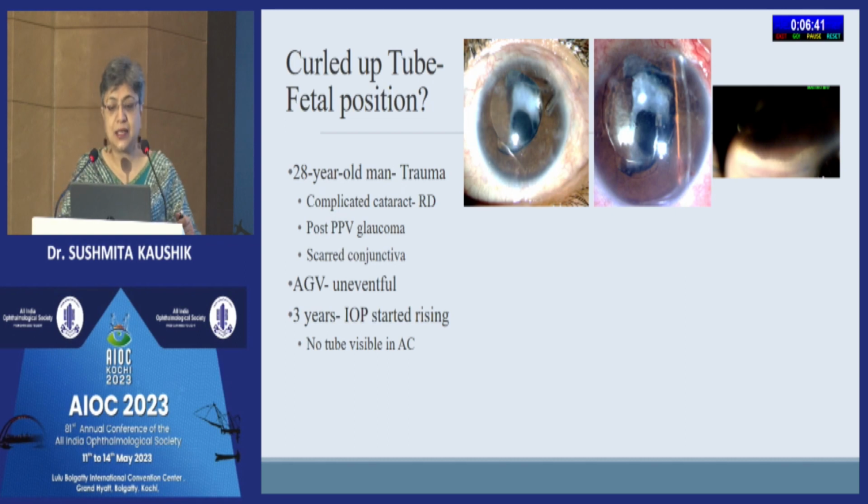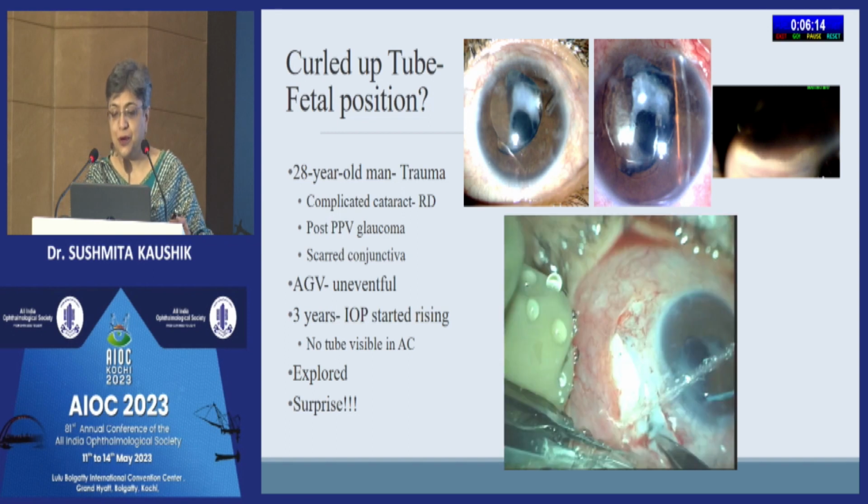And then when it started rising, we realized there's a bit of congestion there and there's no tube visible in the AC. So we tried a gonioscopy, there's no tube visible in the angle. So now you know that the tube has disappeared somewhere, and it's also causing inflammation there. So why should somebody who was completely quiet and all right come back with a congested conjunctiva and absence of tube? So obviously something has happened. So we thought we'll just have to explore it.